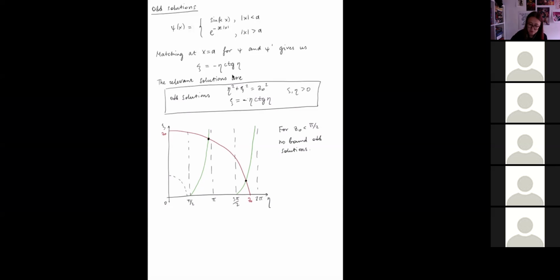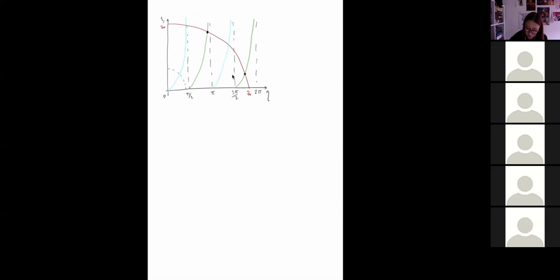However, we still remember that if we take into account also even solutions, there is always at least one even solution. So maybe it's good to portray everything on the same picture. So let me just copy this one, and also draw here the even solutions that we found, here, here. And so we have this one even, this one odd, this one even, this one odd, and so on.